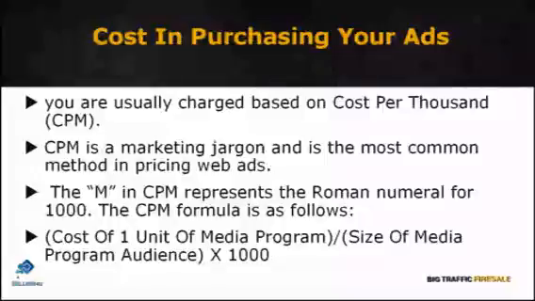Some solo ad sites will charge you based on their fixed rate. For instance, it'll cost you $1,500 to advertise to a mailing list of a specific size. The M in CPM represents the Roman numeral for 1,000. The CPM formula is as follows: cost of one unit of media program divided by size of media program audience, times 1,000.